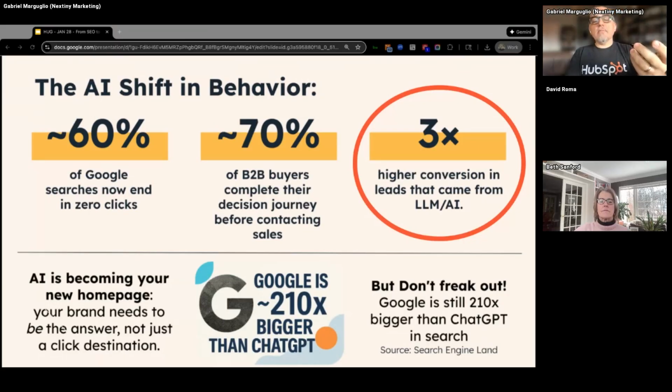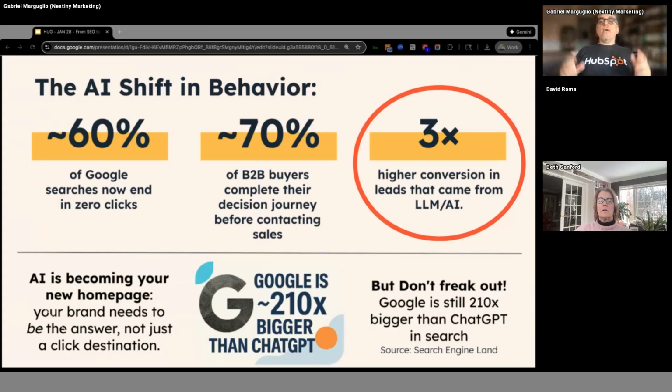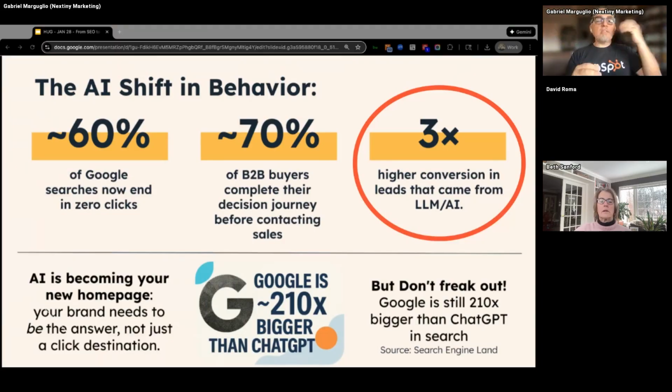The shift enhanced a lot of these numbers that were already bad. Google was already doing zero clicks for everything they could. Before AI, they were putting the content on Google as much as they could. But more than 60% of searches in Google are now zero clicks. That means they never get to your website.